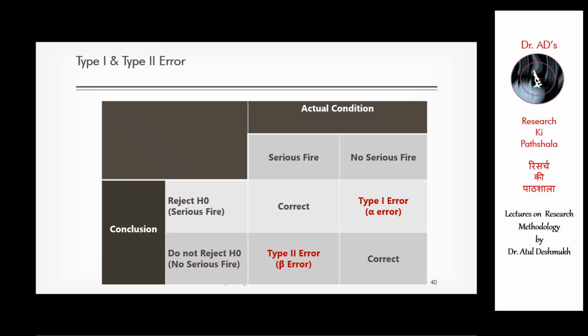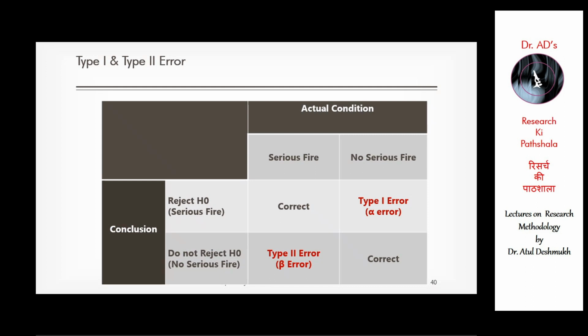But what is the actual condition? The first possibility is that there is a serious fire in the building. In this case, I am committing type 2 error or beta error. I am thinking that there is no serious fire in the building. I am not informing people, I am not switching on the alarm, I am not calling the fire brigade. But actually, there is a serious fire in the building.